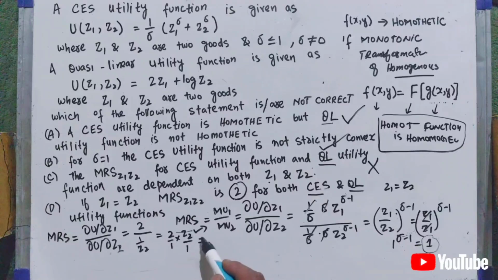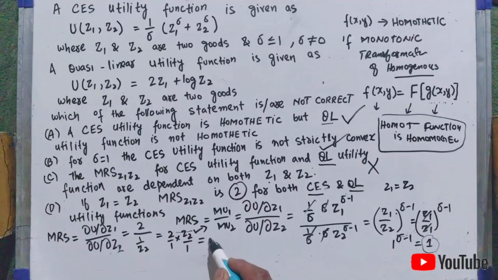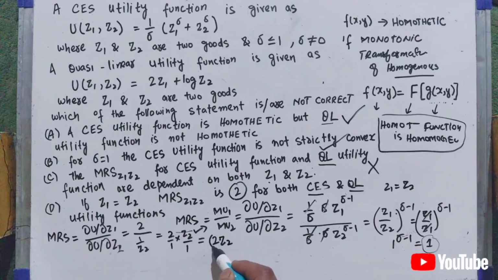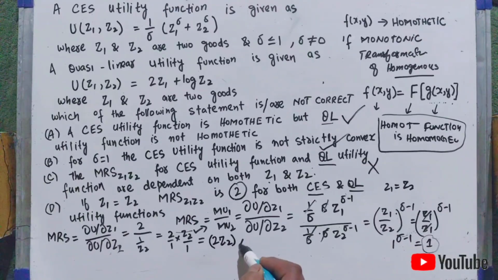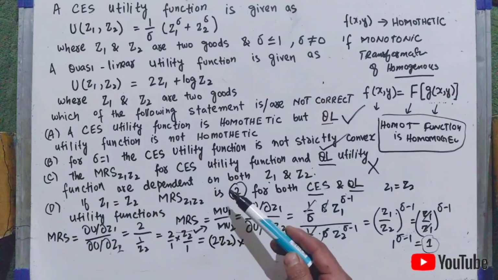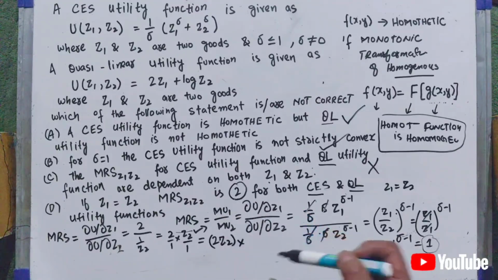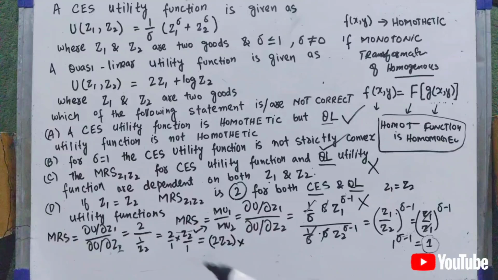So we got this: if z1 is equal to z2, here MRS is equal to twice z2. So it is not equal to 2 in either of the cases. So options C and D are incorrect in this question.